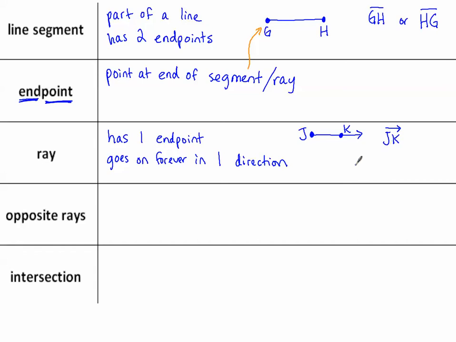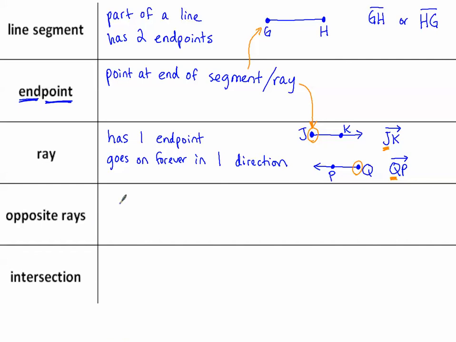I'm going to draw another ray for you. The endpoint, I'm going to call it Q, and another point on it, I'm going to call it P. This is ray QP. Not PQ, we don't have to go alphabetically, we have to start at the endpoint. Remember, the endpoint is at the end of the segment or the ray. So we always start at the endpoint when we name the ray. Start at the endpoint. This is not ray PQ, it is ray QP.